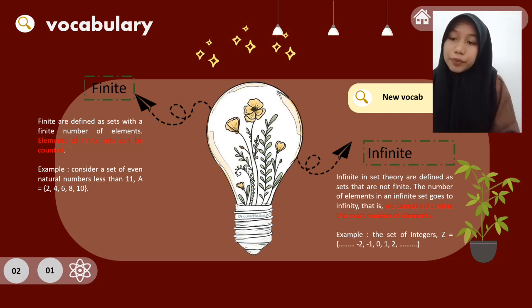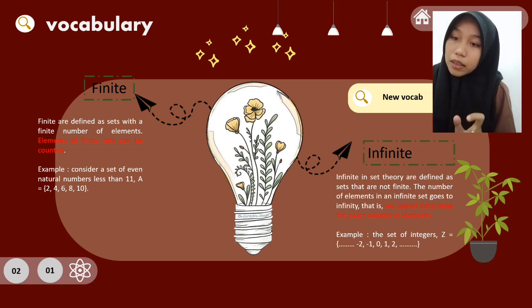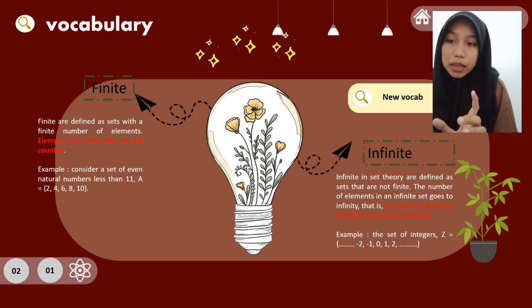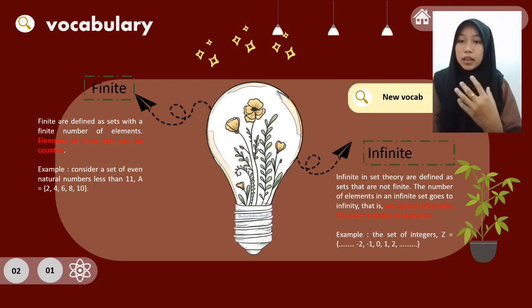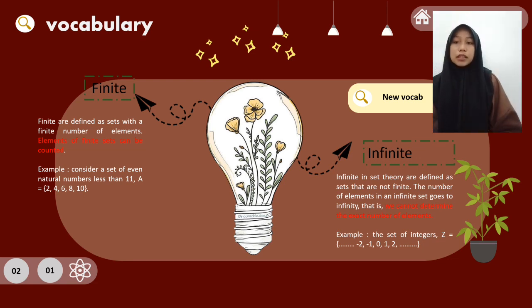Next we have infinite. In Indonesian we say tak hingga. Infinite in set theory are defined as sets that are not finite. The number of elements in an infinite set goes to infinity. That is, we cannot determine the exact number of elements. Example, the set of integers. So integers is negative infinity to infinity.